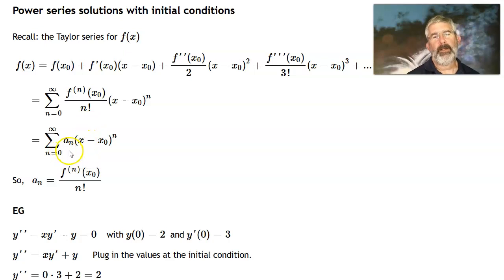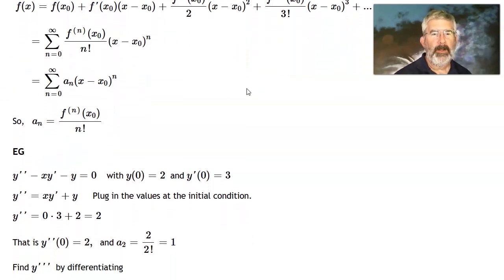So I look at it and I say, well, a sub n is the nth coefficient, and a sub n is going to be given by this calculation. What I'm going to do is find all the derivatives, and then I can divide by n factorial, get my a sub n's, and write down the power series. So here we go. I'll do it with an example.